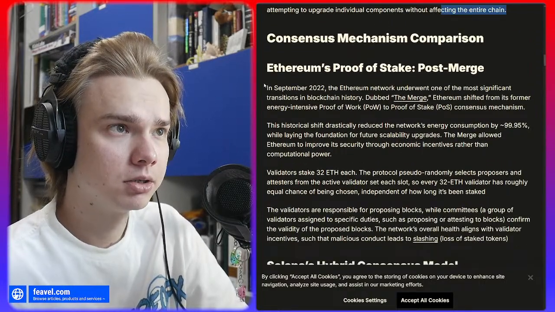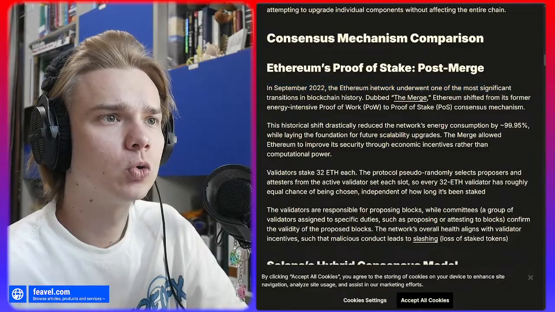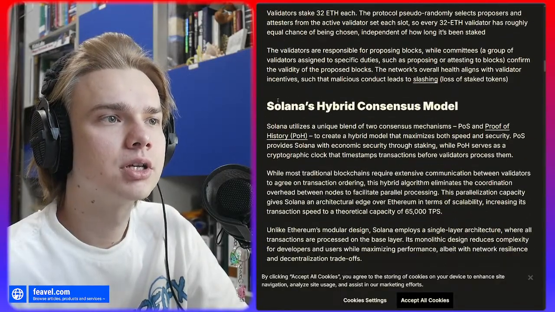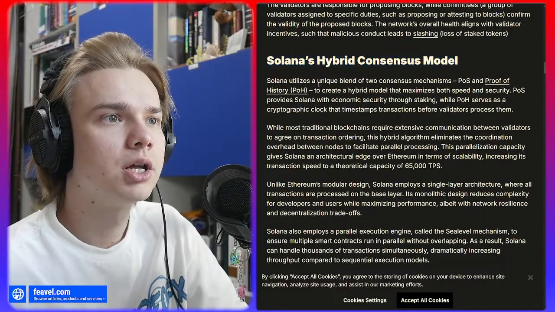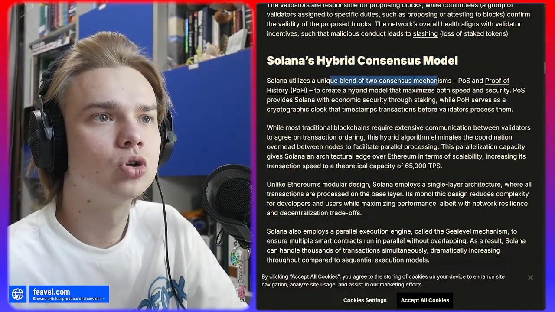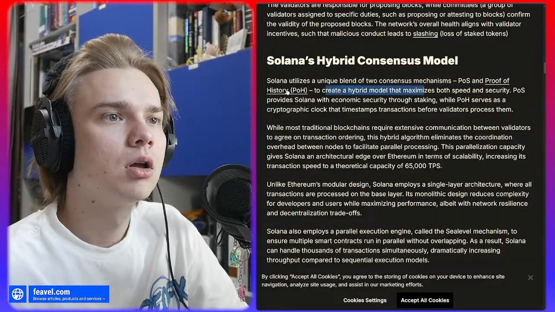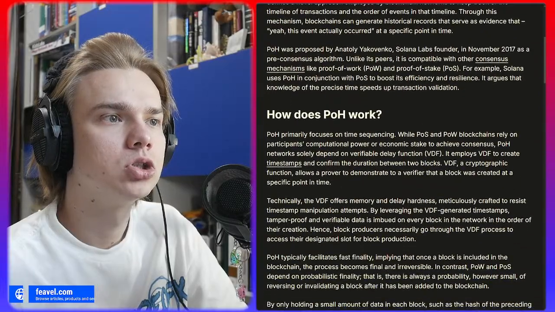Consensus mechanism comparison. Ethereum's proof of stake post-merge, in September 2022. Now Solana's hybrid consensus model. Solana utilizes a unique blend of two consensus mechanisms, proof of stake and proof of history, to create its network. Let's take a quick peek at PoH.